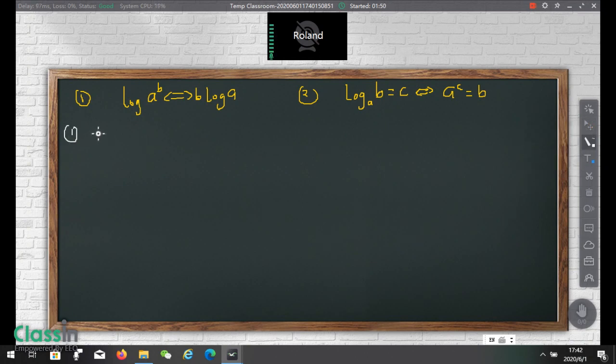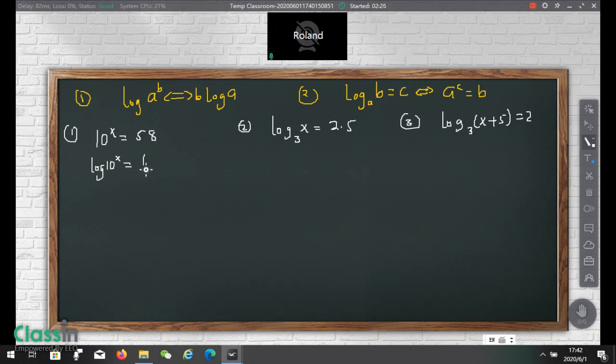Find x to 2 decimal places: 1, 10 to the power x equals 58; 2, log to the base 3 of x equals 2.5; and 3, log to the base 3 of x plus 5 equals 2. When we come to 1, we can take logarithm of both sides. So when we take logarithm of both sides, we have log 10 to the power x equals log 58.